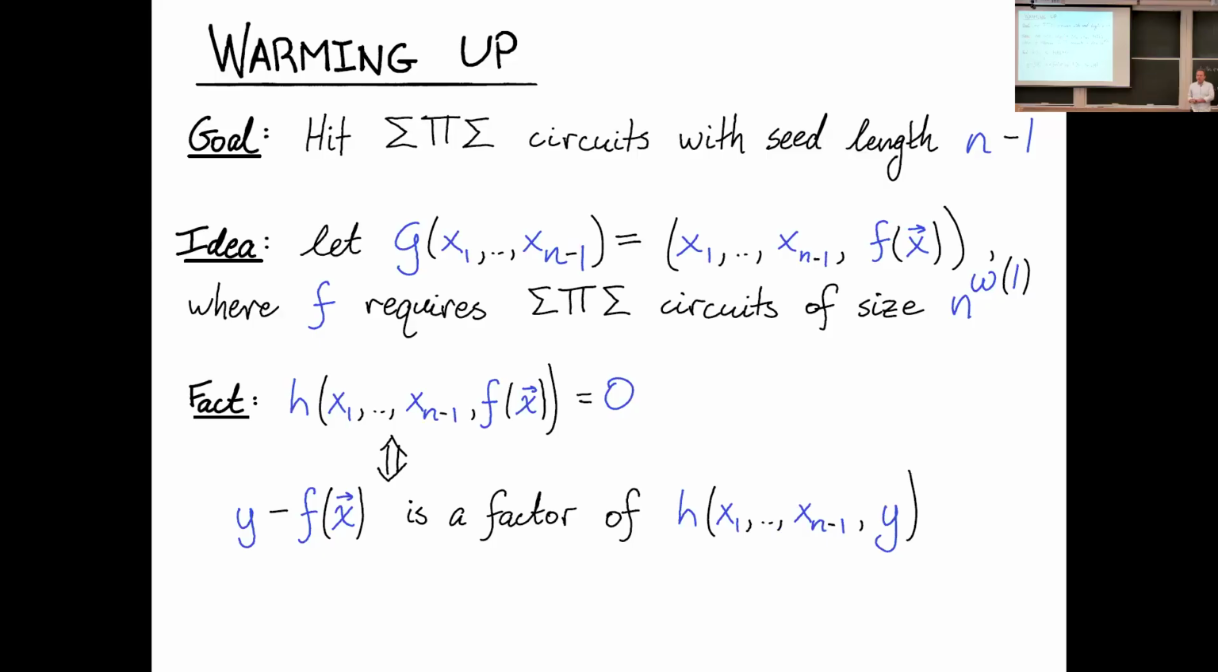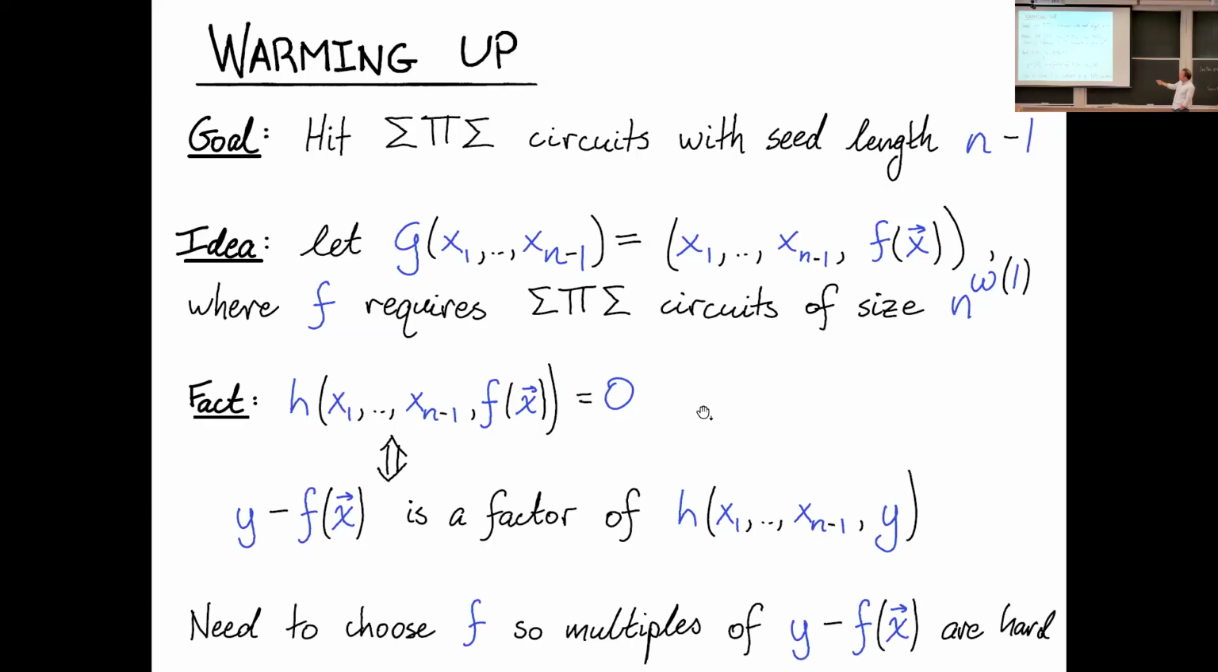And if you look at this generator, you can understand exactly when it works and when it fails. It's a fact you can prove using some basic algebra that if some polynomial h vanishes on this generator, so I have a polynomial that takes the n-1 variables as input, and then if you plug in f, it vanishes, well, this happens exactly when y minus f is a factor of this polynomial h. So really, this is saying that we need to choose a polynomial f, not just so that f itself is hard, but so that multiples of y minus f are also hard for low depth circuits.